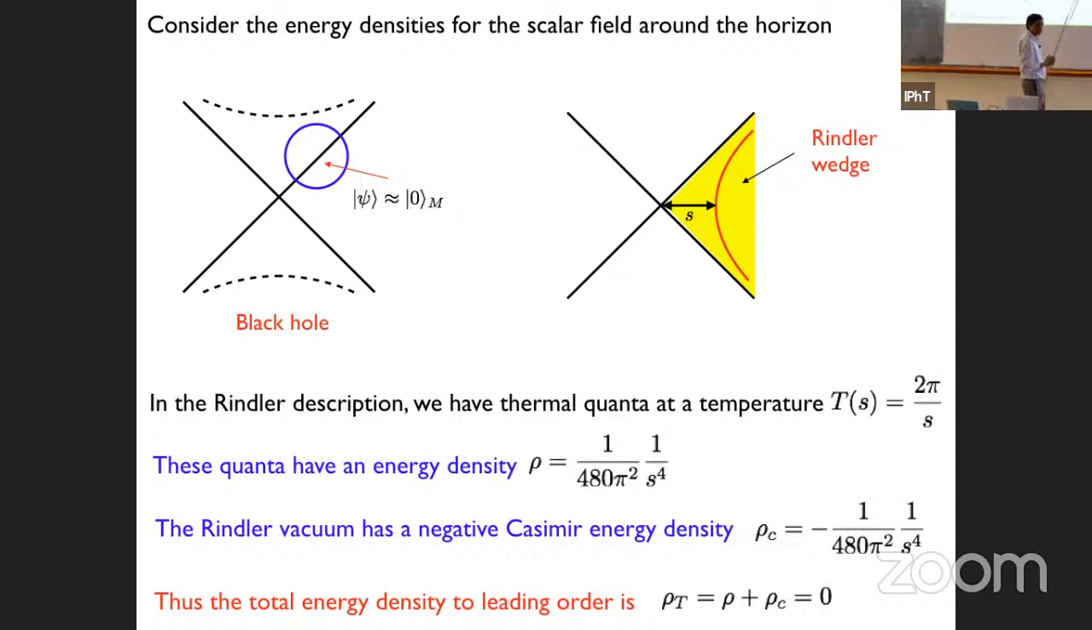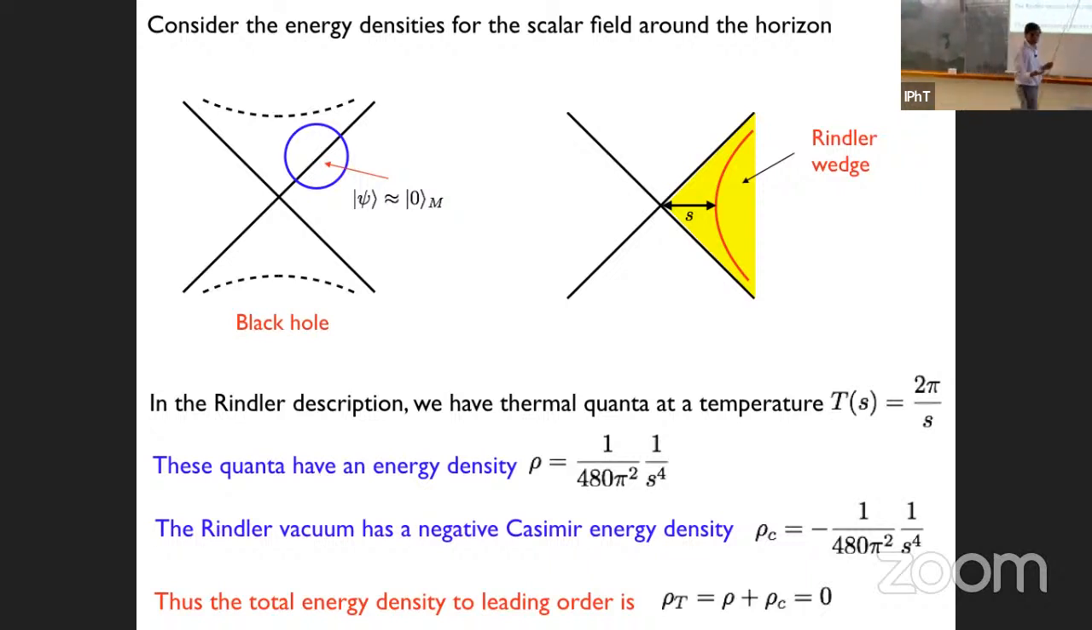In the Rindler frame, it's very hot. The temperature is 2π over S. It's full of quanta. So you would think, hey, there's a lot of energy there. How much energy? The energy density of radiation is proportional to the temperature to the power 4, with all the factors. This is the energy density of the radiation. So how do you actually find that the stress tensor has expectation value zero at the horizon?